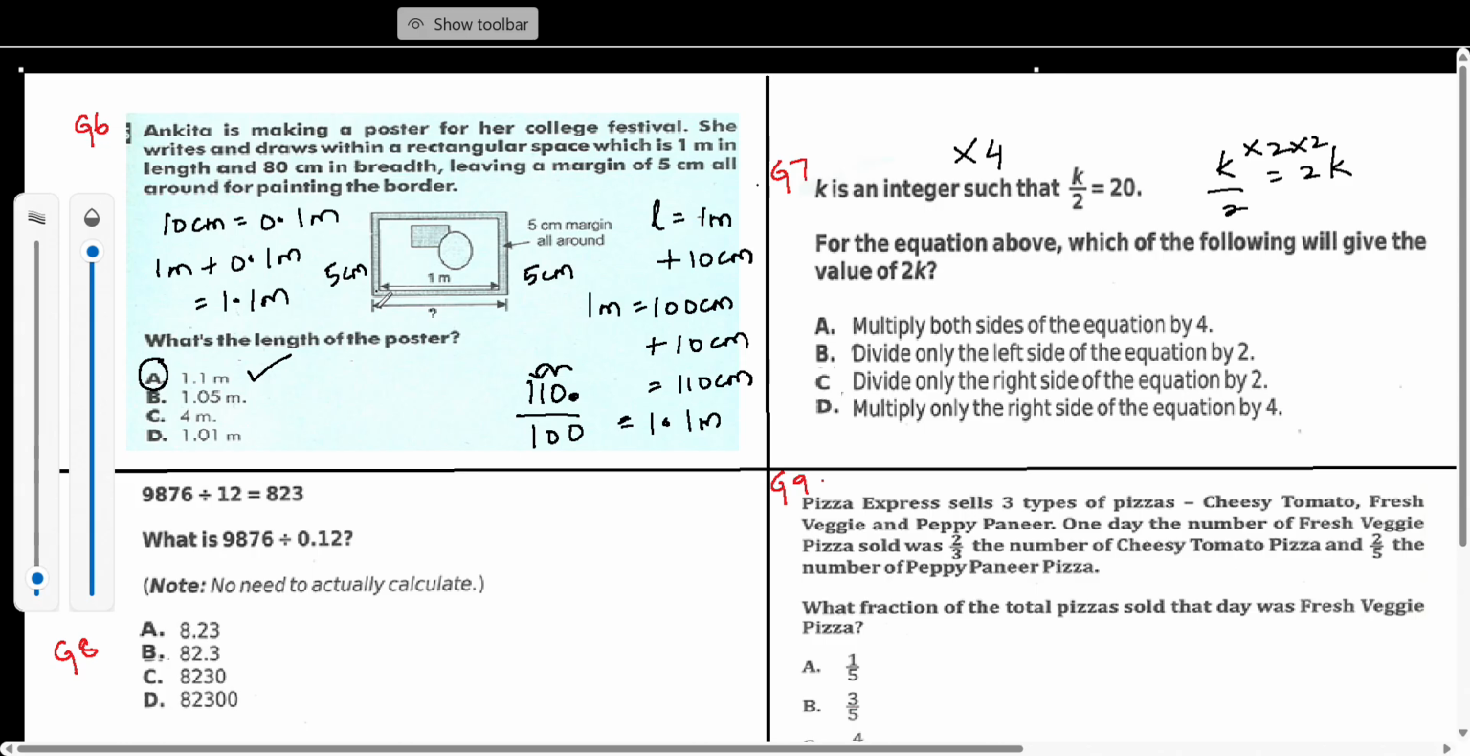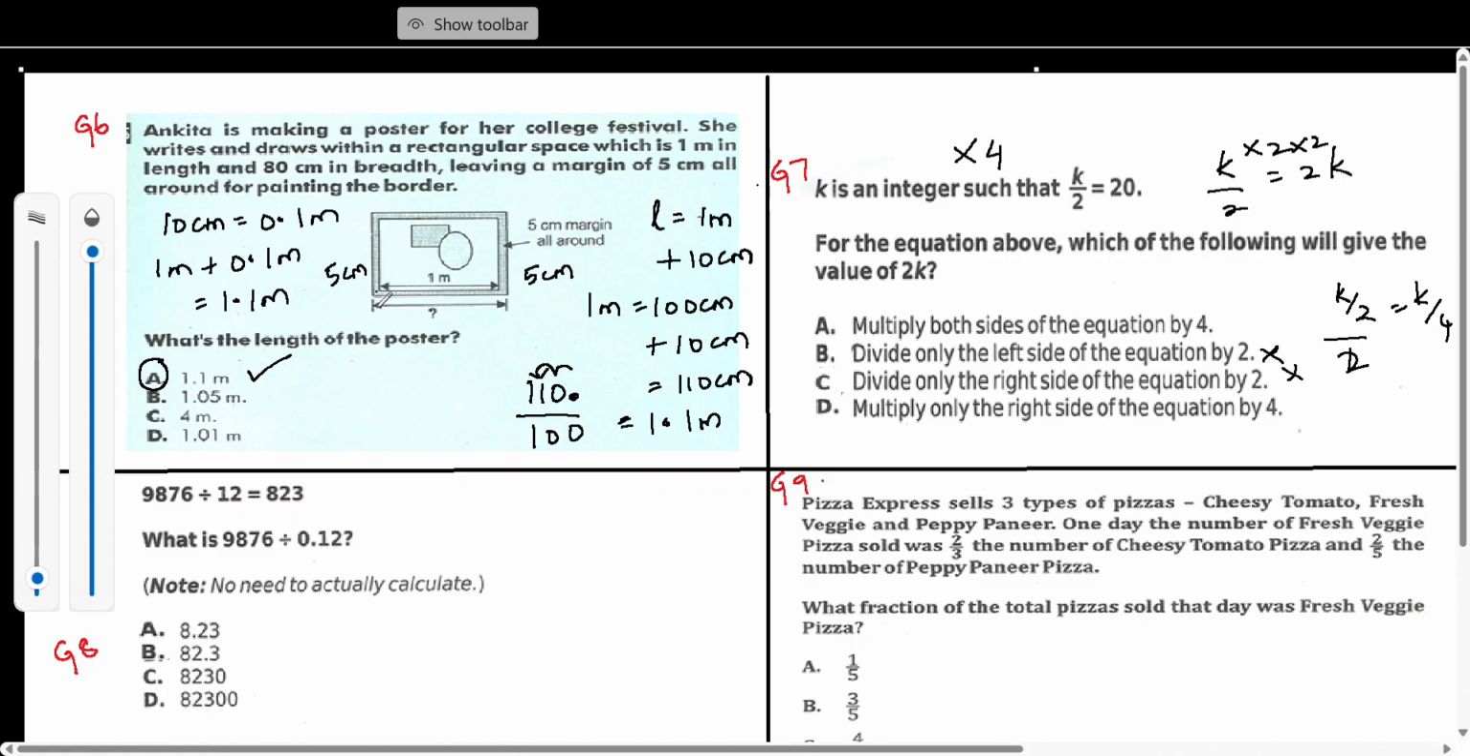And part C is divide only the right side, multiply only the right side. So all of these, doing it on one side itself is wrong. And even then when you divide it by 2, k by 2 by 2 will give us k by 4. So that's dividing it by 4. So it will not give you 2k. Dividing the right by 2 again means dividing the left by 2 because it's equivalent. So that is also not correct.